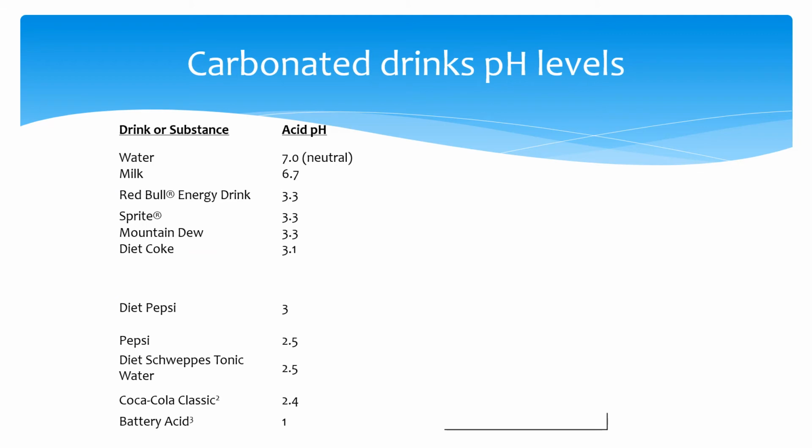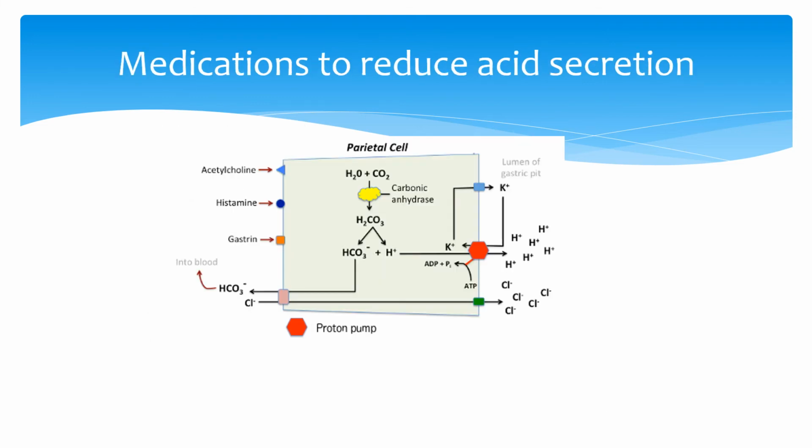This is a table looking at the acid, or rather than acid, what I actually mean is looking at the pH contents of a variety of substances. Water has a pH of 7, anything less than 7 is acidic. Down at the bottom you have battery acid, which has a pH of 1. Not much above that is Coca-Cola with a pH of 2.4, Pepsi with a pH of 3, Red Bull with a pH of 3.3, milk has a pH that is slightly acidic at 6.7. This shows quite clearly that if you are drinking carbonated drinks, you are exposing your esophagus and your stomach to an increased level of acid. If you have reflux, you must stop drinking carbonated drinks.